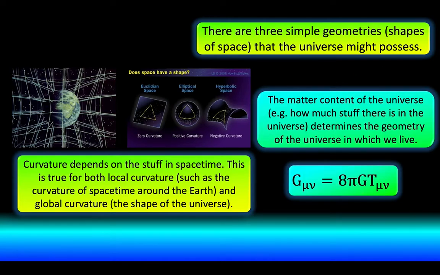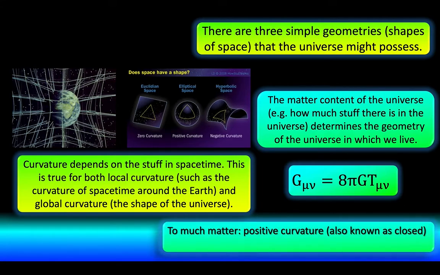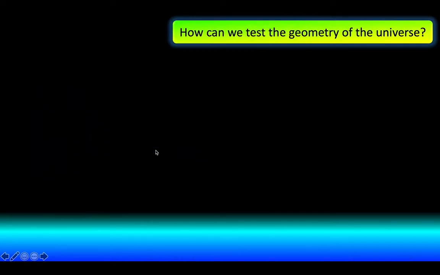So the matter content of the universe as a whole will determine the geometry of the universe in which we live. If we have too much matter, we will have a positively curved universe and we live in a closed universe. If we have too little matter, we will have a negative curvature and we will live in an open universe. And if we have just the right amount, then we live in a flat universe with zero curvature.